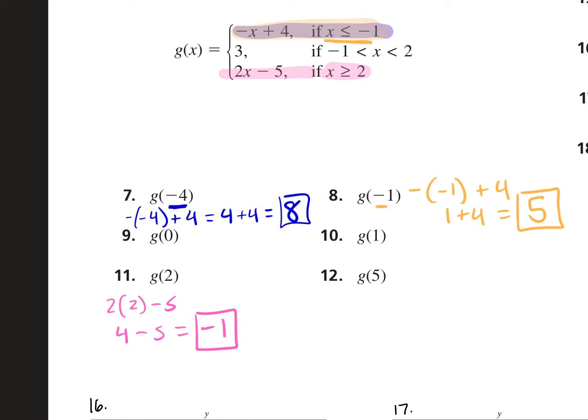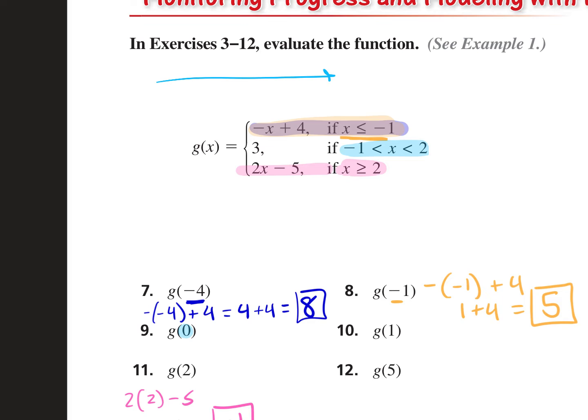All right, let's look at 9. So looking at 9, we have 0. Which piece do you think 0 would fall into? The middle one, because 0 is in between negative 1 and positive 2. If it helps, you can always make your own number line. So I would have negative 1, 0, 1, 2, and 0 would be in between these two. So 0 would be our middle one.